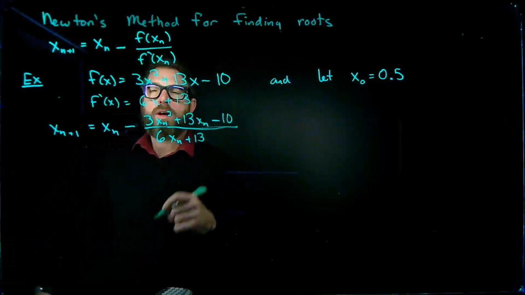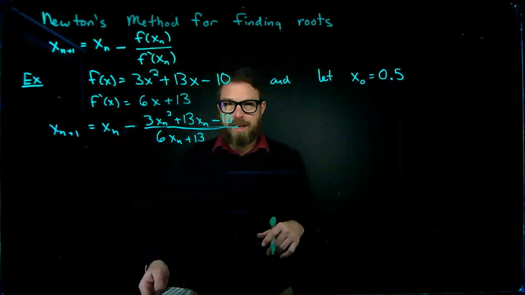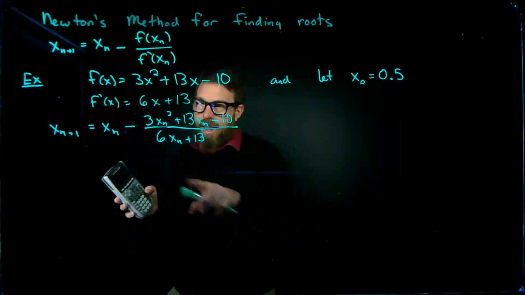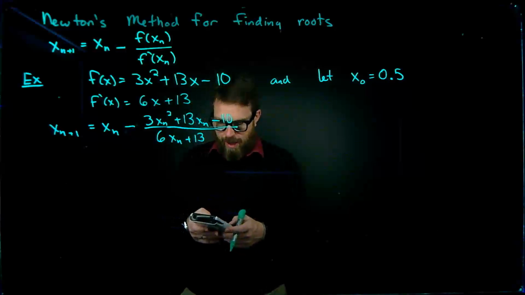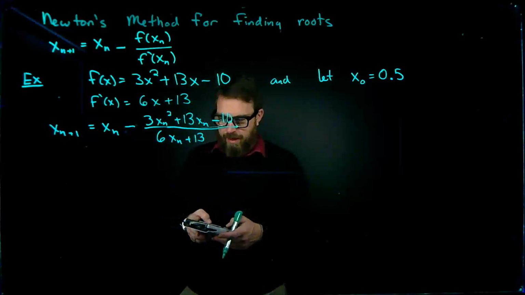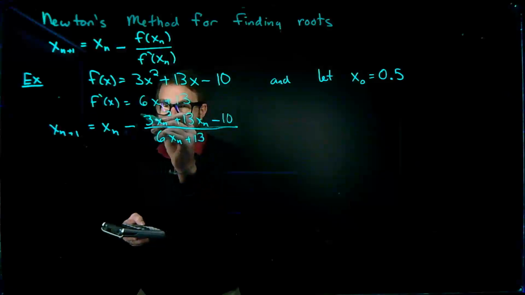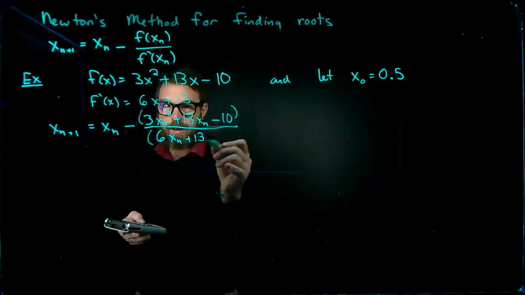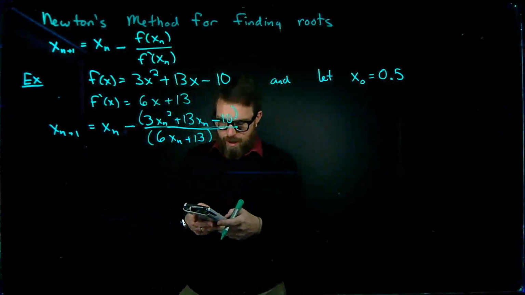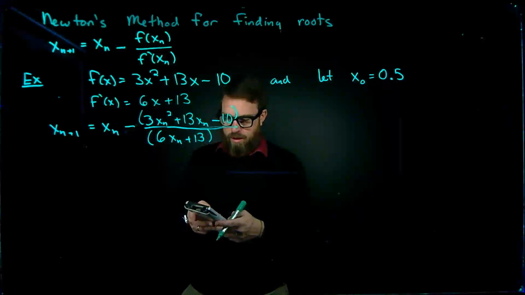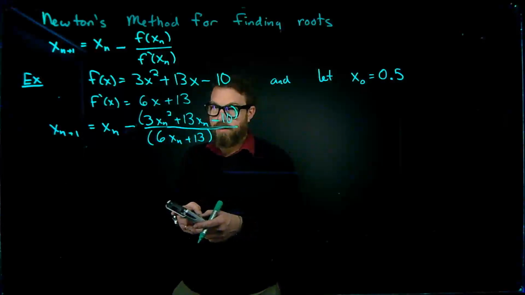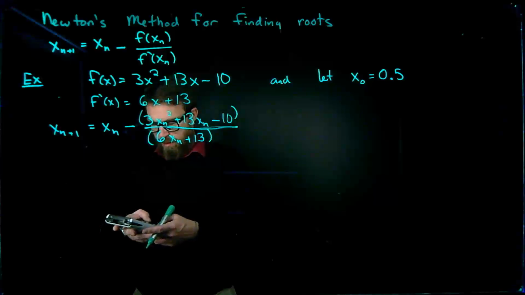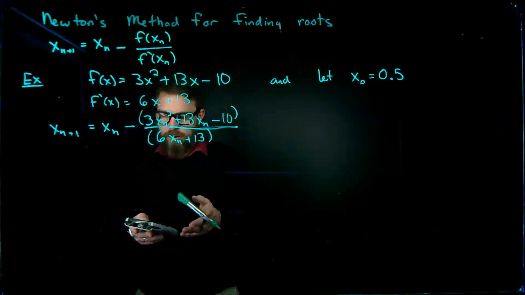All right, so what I'm going to do is I'm just going to use a calculator. Everywhere there's an x^n, I'm just going to type in x. So I have x minus, be careful with parentheses. If you use a calculator, you're going to want to do this, okay? So minus, we have 3x squared plus 13x minus 10, and then divided by 6x plus 13. Okay, when I hit enter, now it's in my calculator.